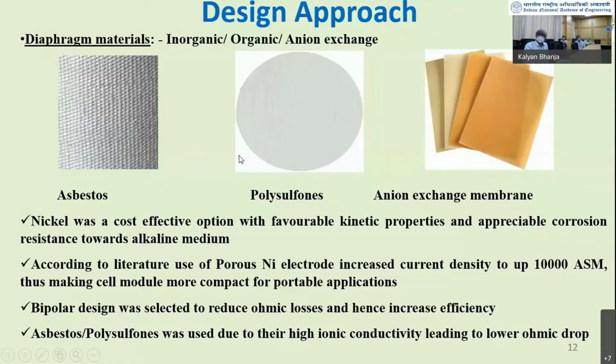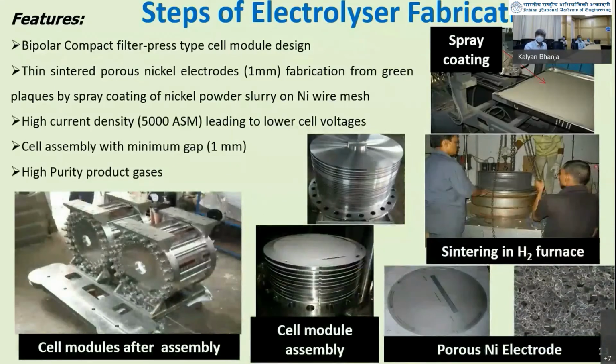With this kind of porous nickel electrode and polysulfone or asbestos membrane, we can go up to 10,000 ASM current density. Though right now we are operating at something like 5,000 ASM or so.